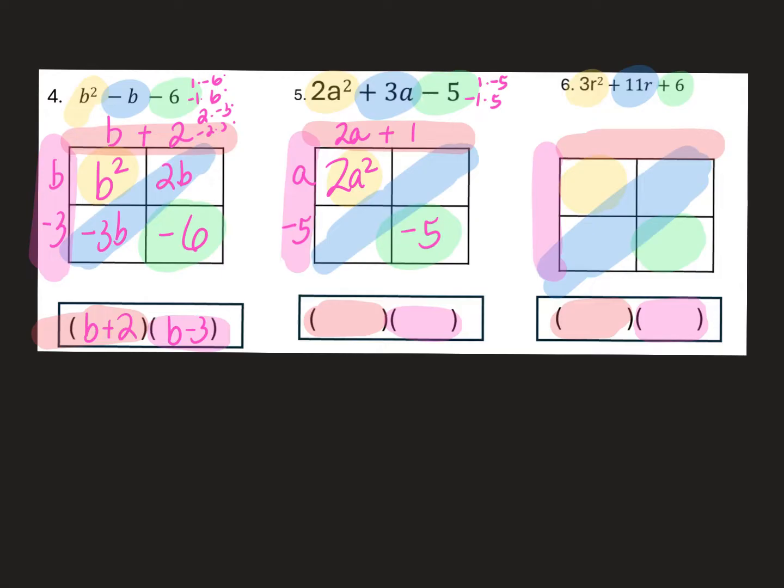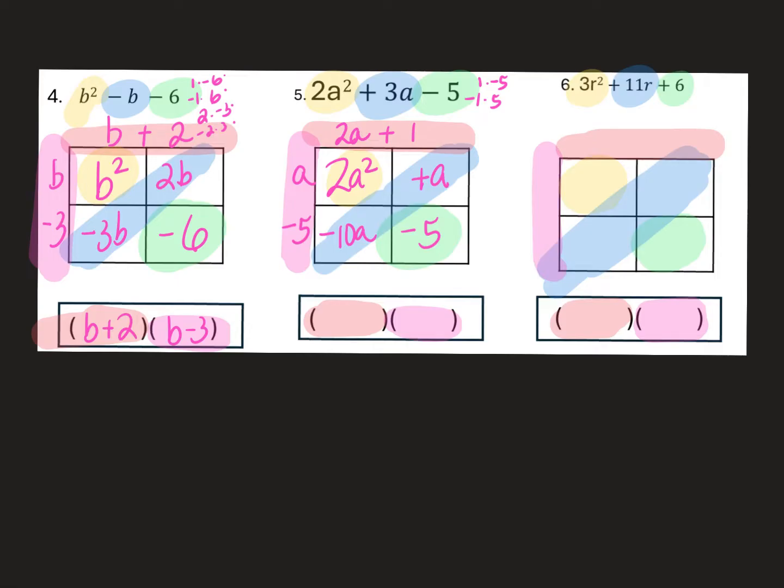Let's see. So I've got positive 1 times a is positive 1a. 2a times negative 5 is negative 10a. When I add these two together, do I get positive 3a? No, so I'm going to swap these. I'm going to put plus 1 down here and minus 5 here and see if that will do it for me.